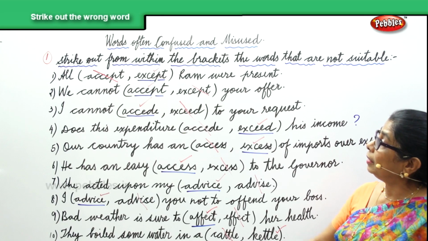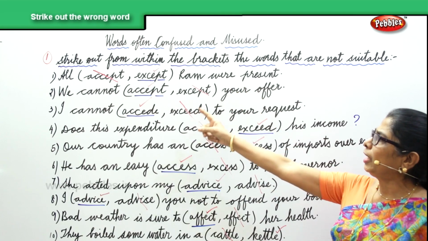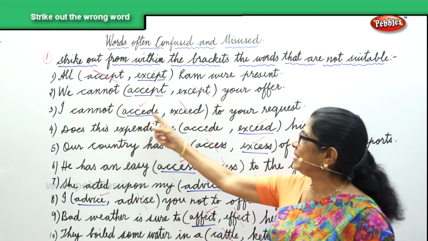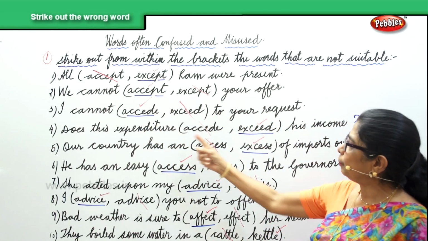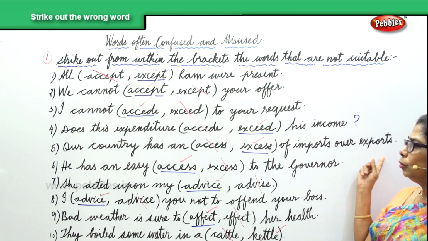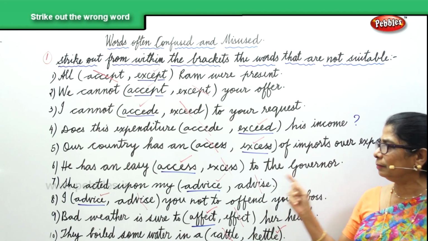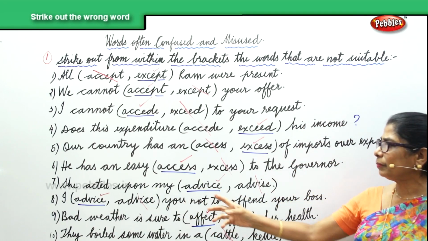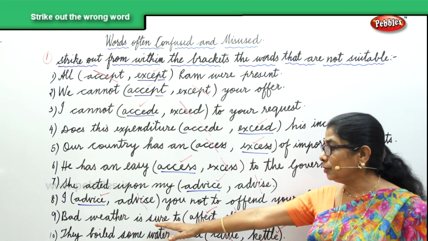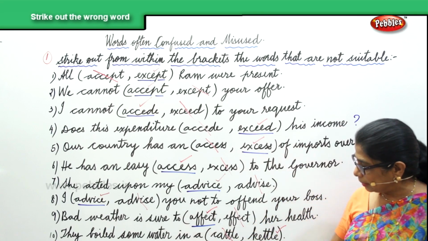Strike out the wrong word and you get the sentence. All except Ram were present. We cannot accept your offer. I cannot accede to your request. Does this expenditure exceed his income? Our country has an excess of imports over exports. He has an easy access to the governor. She acted upon my advice. I advise you not to offend your boss. The weather is sure to affect her health. Finally, they boiled some water in a kettle.